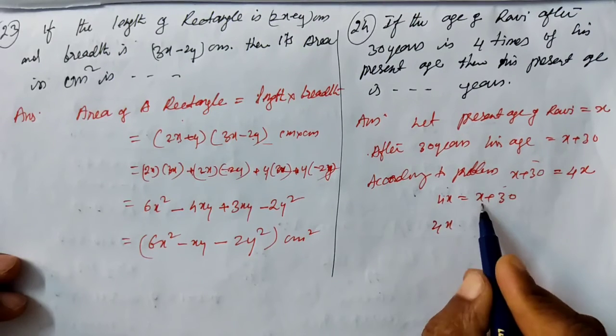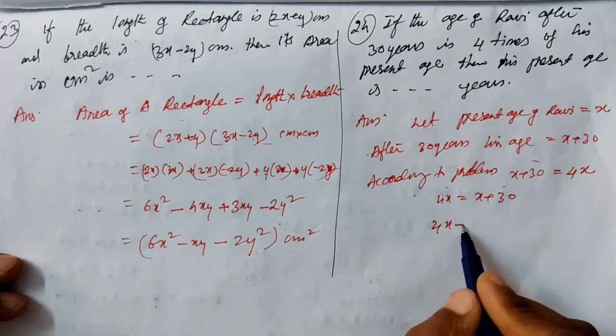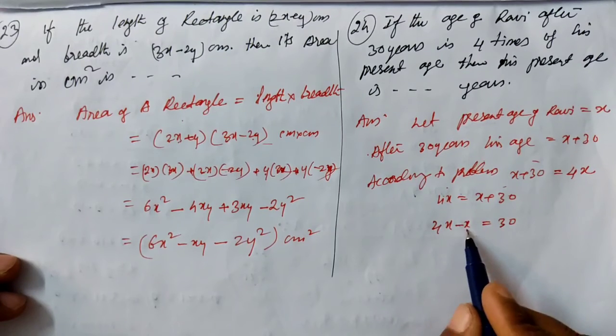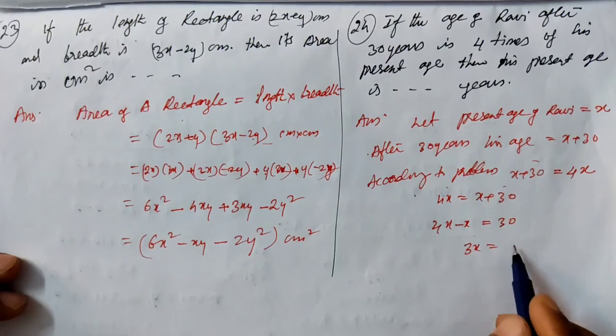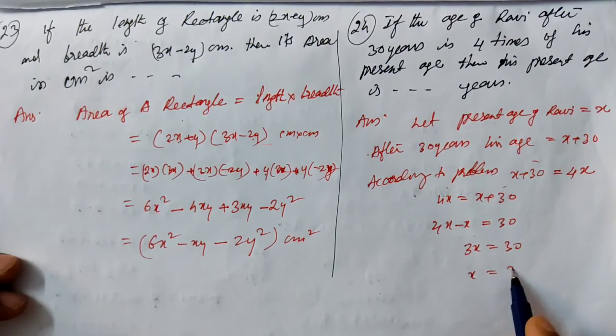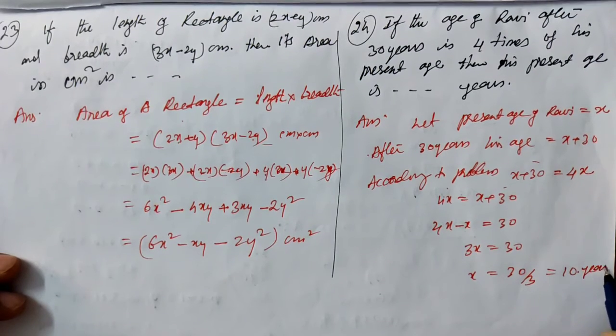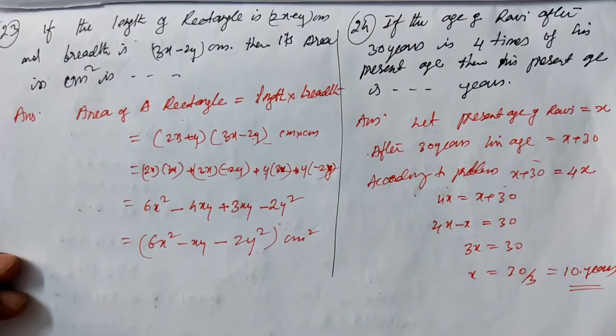So 4x, this x transpose to left side, minus x is equal to 30. Now 4x minus 1x, 3x is equal to 30. Therefore x is equal to 30 by 3 is equal to 10 years. So present age is 10 years.